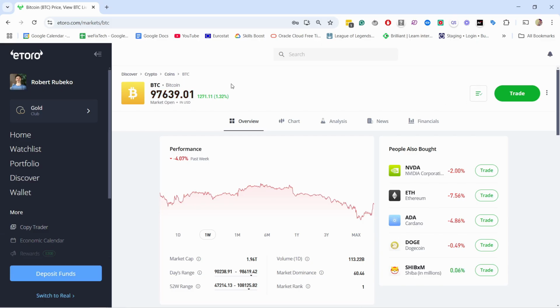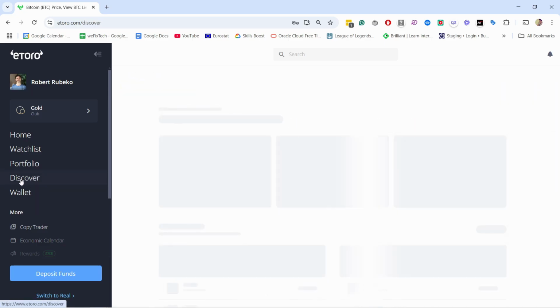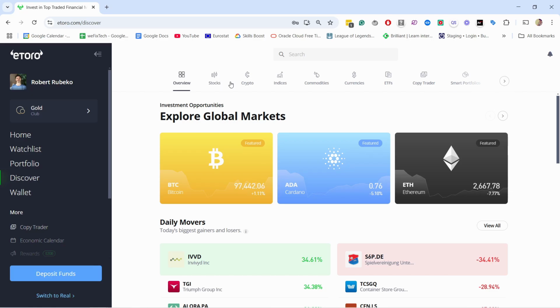And that's kind of the beauty of eToro, because you have so many different options. Now, if you're not sure what to invest in, you also have this option to discover here. And here you'll notice at the top, these are basically all the categories you can buy in. So you have stocks, crypto, indices, commodities, and so on. So there's quite a lot of them.